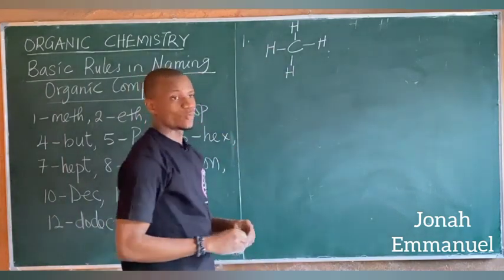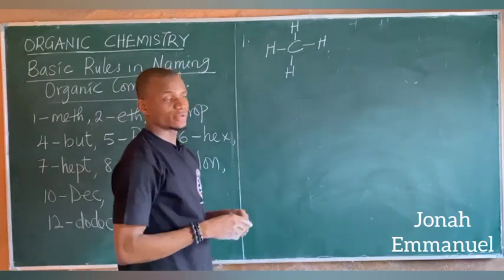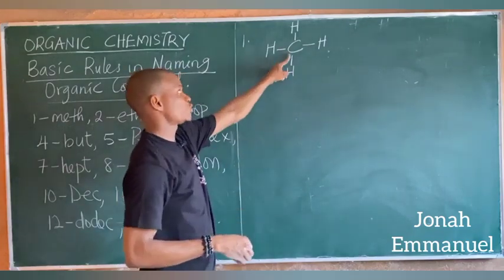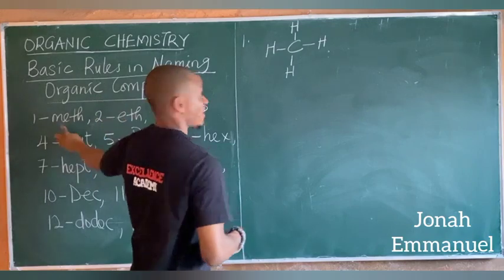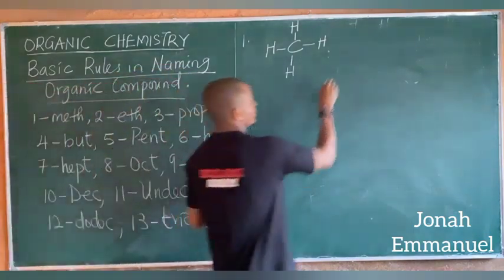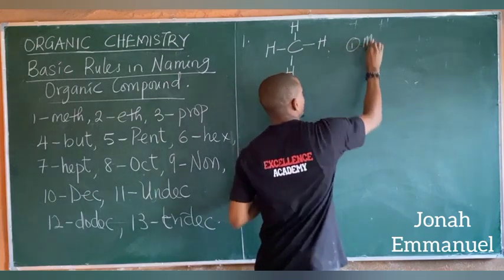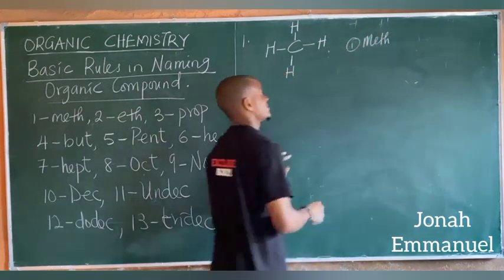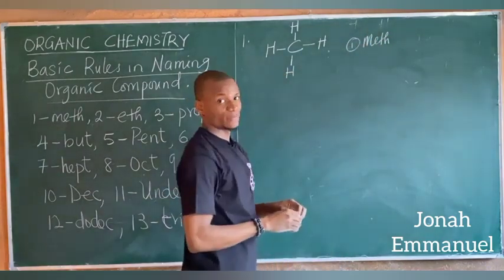Following the rules there, rule 1, count the number of carbon atoms. I'm having just one carbon atom. For one carbon atom, we said call it a meth. So number 1, this is called a meth. Rule 1 is called meth. Why meth? It has just one carbon atom.